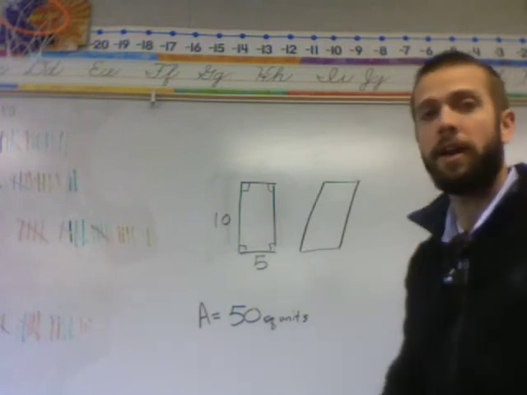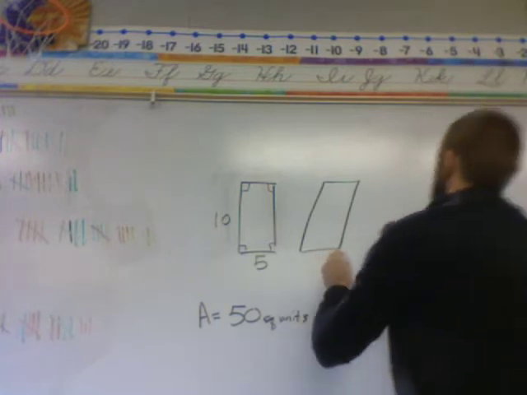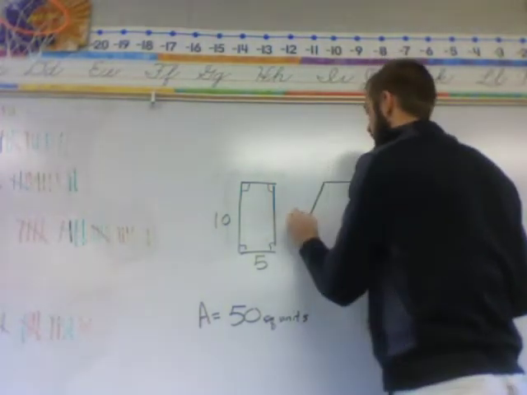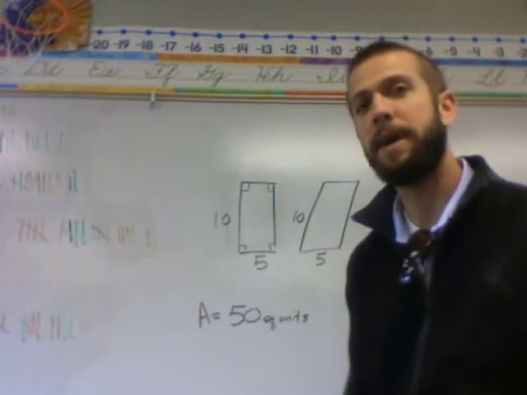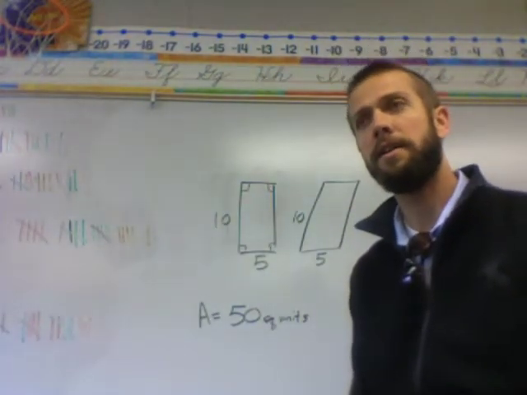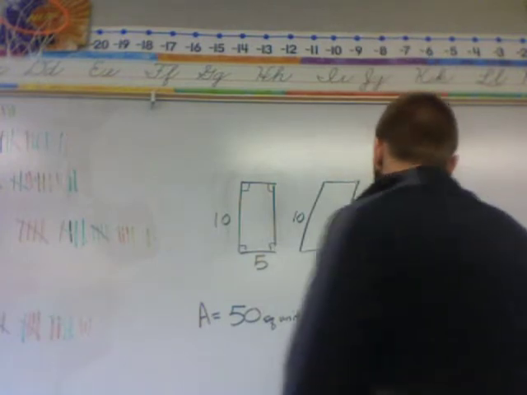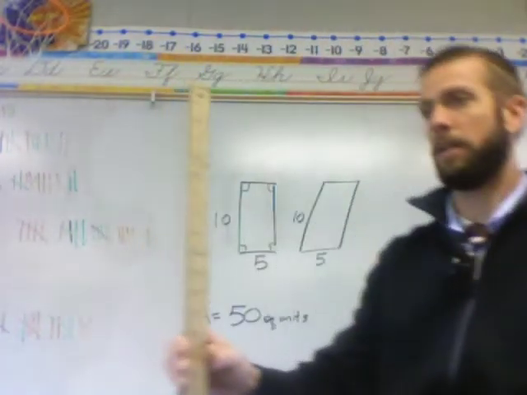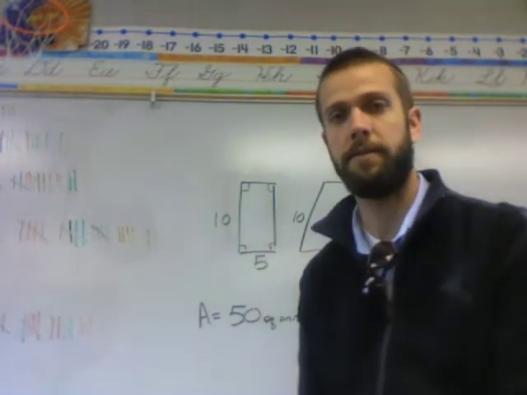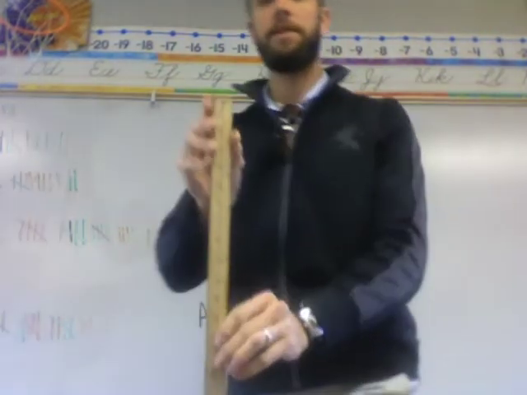Now, this one is going to be a little tricky. Let's say it is 5 by 10. Okay? But the area is base times height, not side times side. Here's what I mean. This is a yardstick. And if I were to say how tall is it, you would say it is 36 inches tall, right? 36 inches.